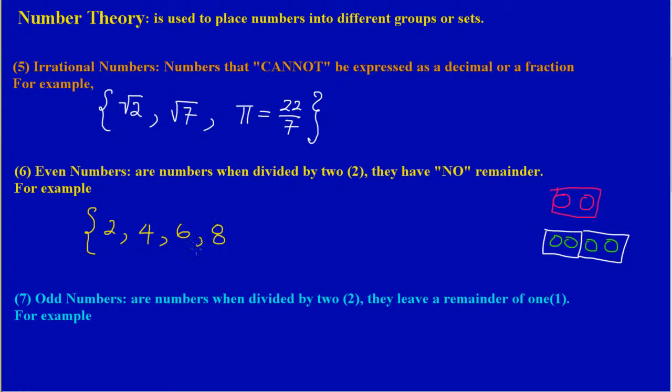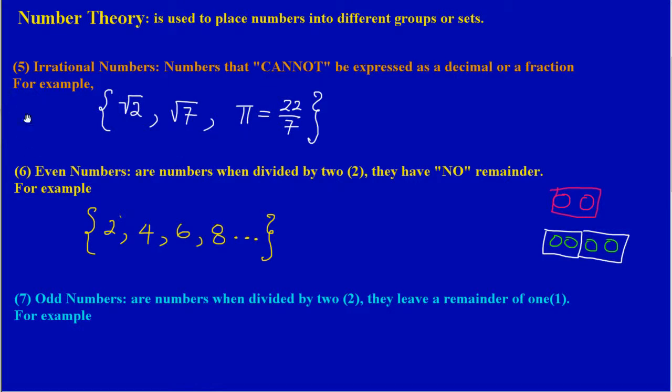We could have an 8. 2 can go into 8 without leaving any remainder, 4 times. And again, I'm going to put my 3 dots to suggest that it goes on and on in this sequence. So those are some examples of what even numbers are. They are numbers that, when divided by 2, leave no remainder.